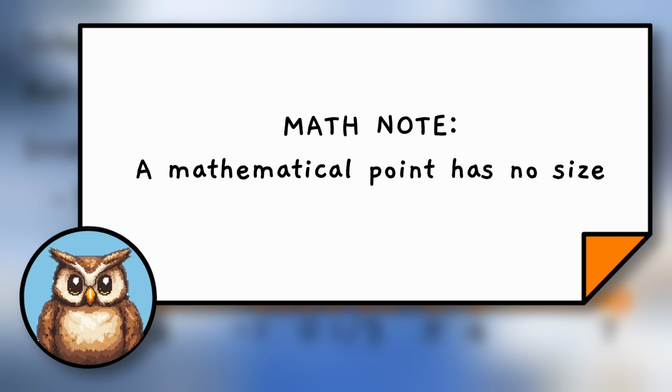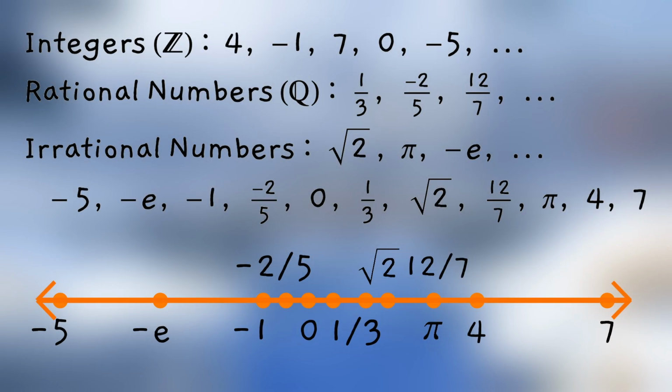It's zero-dimensional. It does not have a width, a height, or a depth. We draw it as a dot so we can see it and we can point to it and talk about it, but in reality, points have no size.